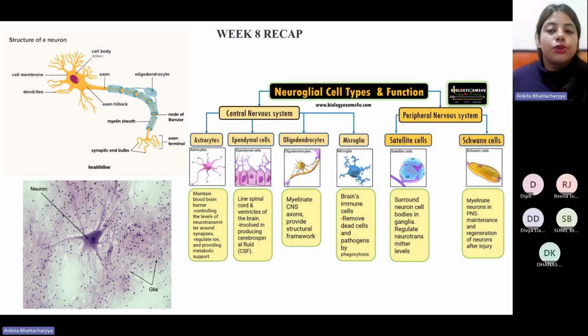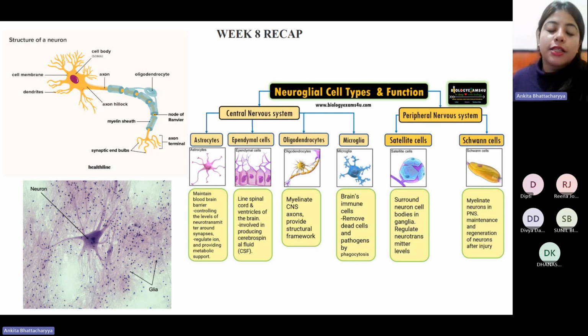So the different types of neuroglial cells and their functions are also well understood. If we talk about the nervous system at large, there are two different subclasses. One is the central nervous system, the other is the peripheral nervous system. Within the CNS, we have different subtypes: astrocytes, ependymal cells, oligodendrocytes, and microglia. And you can see their different functions as well.